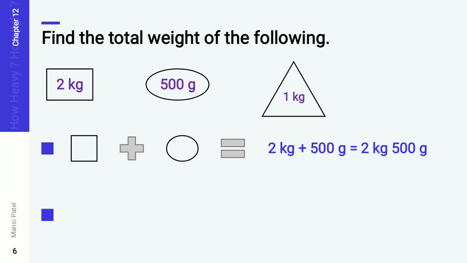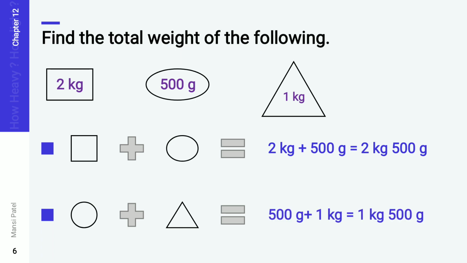Now the second one, the same as the previous. You have to add the measurements of circle plus triangle. What is the measurement of circle? That is 500 gram. And the measurement of triangle is 1 kilogram. So here you have to do the addition, 500 gram plus 1 kilogram. The addition of 1 kilogram and 500 gram is 1 kilogram and 500 gram.